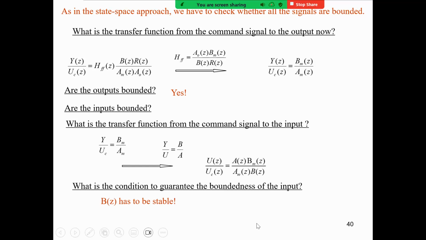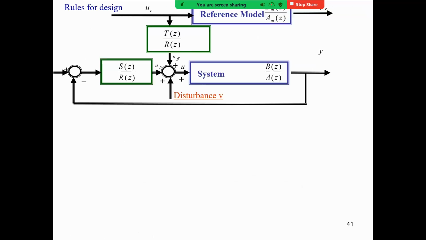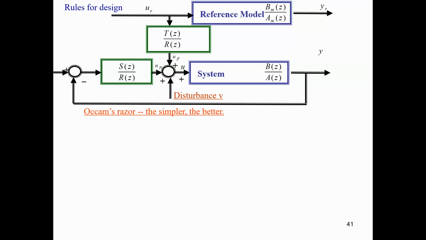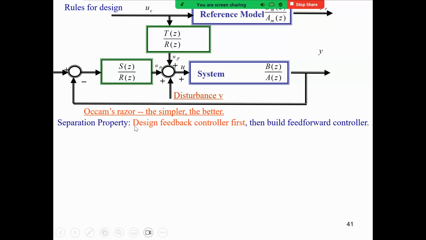So even if we increase the order of the controller, if we want to have perfect tracking, we need this. Okay, let's summarize the rules for design for this approach. First of all is Occam's razor, right? The simpler, the better, which means when you have a choice about the order of the controller, you always prefer the lowest order. If your problem can be solved by first order, you don't go to the second order. Keep it simple. Also, there is a separation property. You want to design the feedback controller first, then build the feed-forward controller.